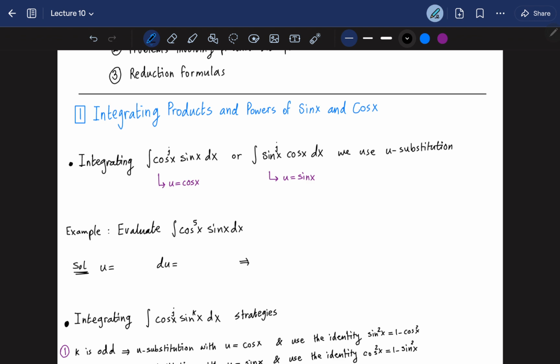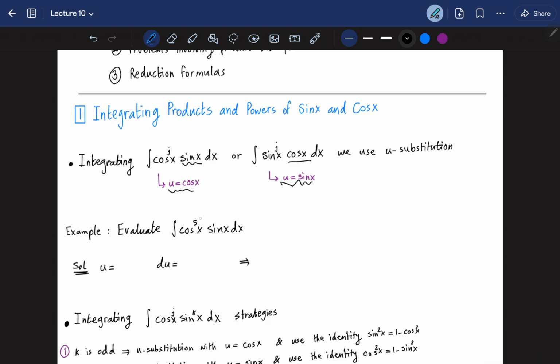So the first case is when I have cosine to a certain power multiplied by sine by itself, or if I have sine to a certain power multiplied by cosine by itself. So here we use u substitution directly. You take your u to be the thing that has a power. Because here, if you look at it, the derivative of cosine is already there. It's negative sine, so I'll just add a negative. And the derivative of sine is just cosine, and it's already there. So I can use u substitution directly.